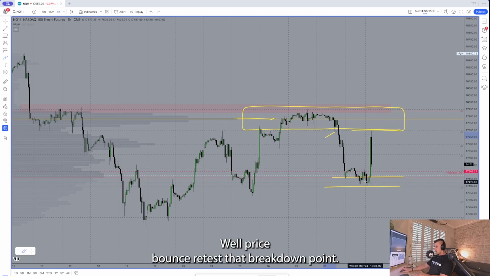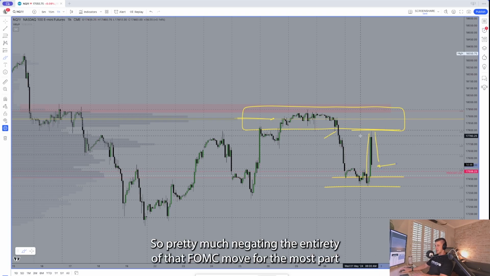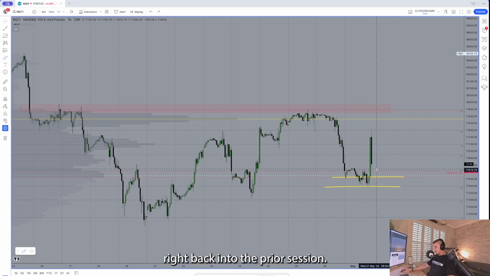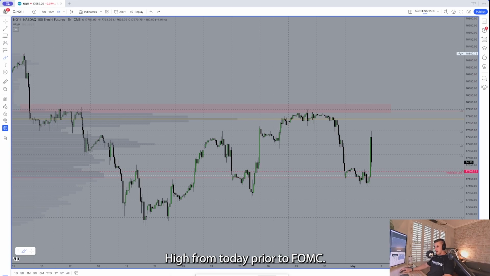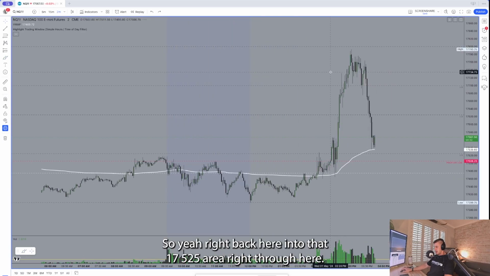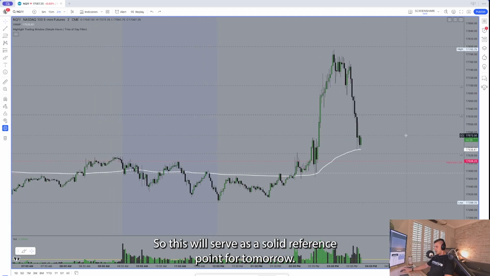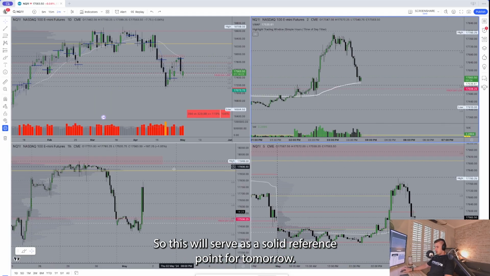So where are we? Well, price bounced, retested that breakdown point, and now look at the selling here into the close, pretty much negating the entirety of that FOMC move for the most part, right back into the prior session high from today, prior to FOMC. Let's take a look at the intraday action. So yeah, right back here into that 17,525 area, right through here. So this will serve as a solid reference point for tomorrow.